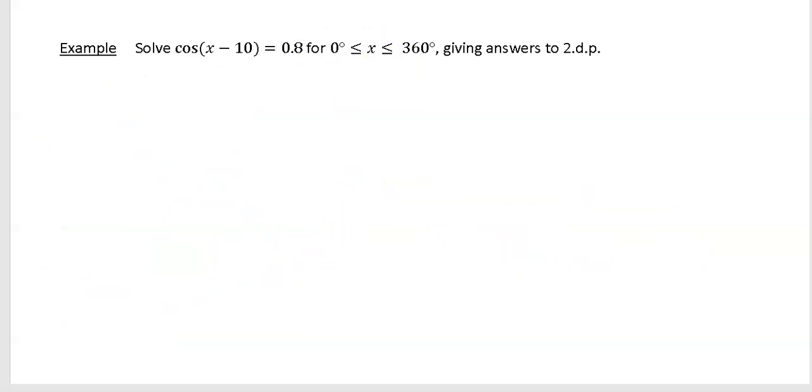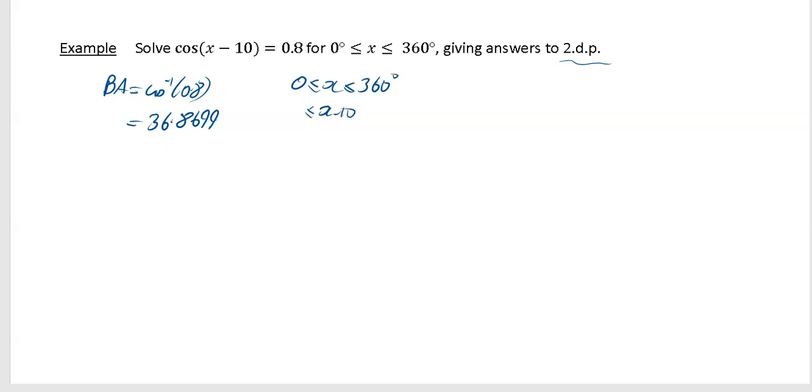Okay, next example says solve cos of brackets x minus 10 is equal to 0.8. So first thing is get your basic angle, so that's cos to the minus 1 of 0.8, and that got me a basic angle of 36.8699. I've gone to 4 decimal places because they said to go to 2 decimal places. Okay, what I have done is, that was on for my angle, which was x, but my angle really is x minus 10. So it's very important in this case.